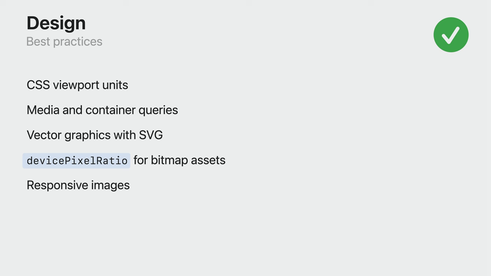You should design your layouts with CSS viewport units and react to window resize with media and container queries. For graphics, prefer SVG, especially for UI elements. This will ensure the best rendering possible, even when the window is up close. And when you have to use bitmap assets, device pixel ratio and responsive images will reflect the recommended resolution for image loading and canvas rendering.